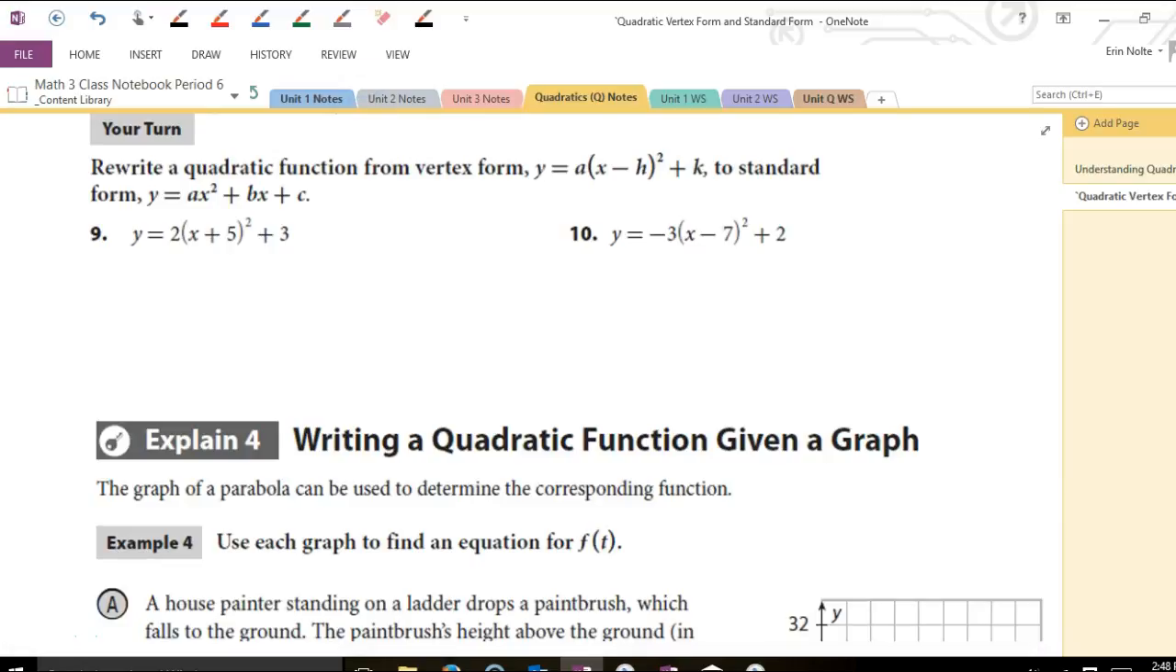In order to take my vertex form and convert it to standard, I have to simplify it, and it is 100% algebra. If I was thinking order of operations, what do I have to deal with first? The squared piece. If I have x plus 5 squared, you see what I'm looking at, this little piece right here. How do I take x plus 5 and square it? What would it be?